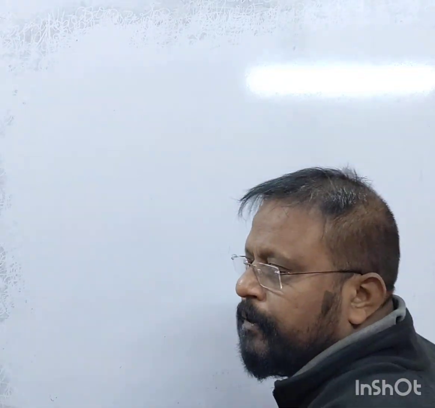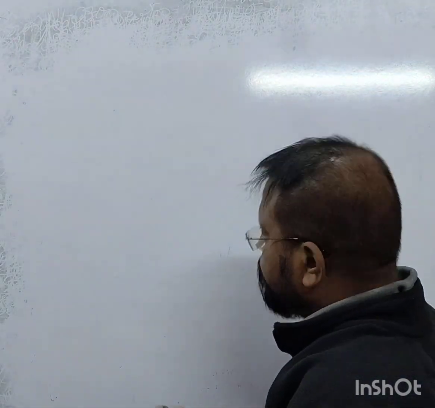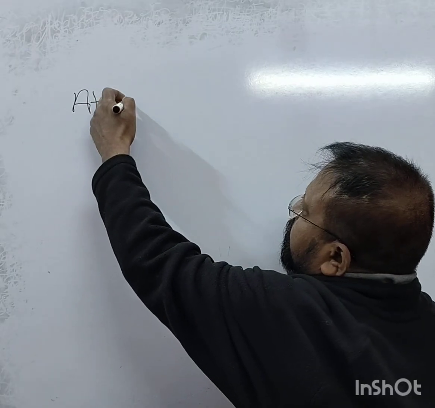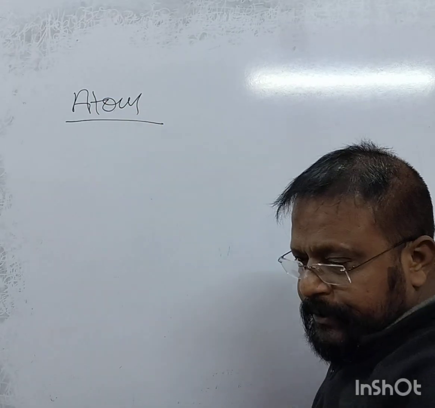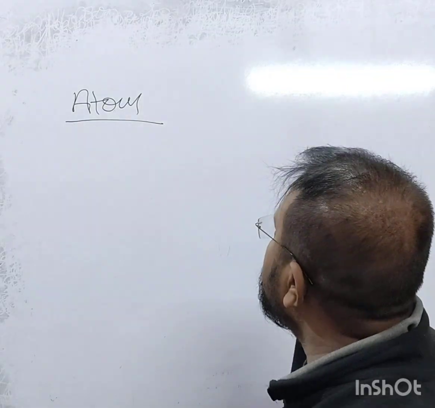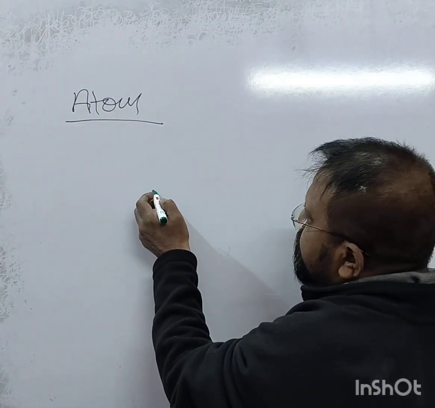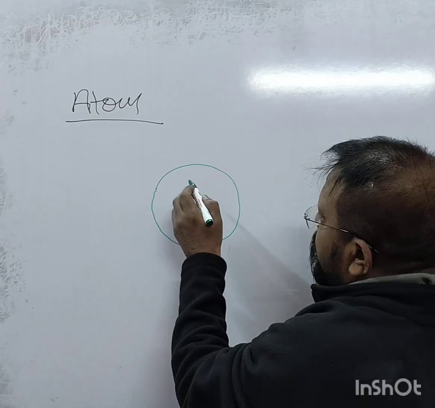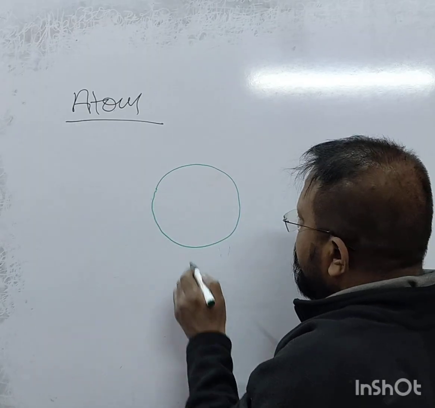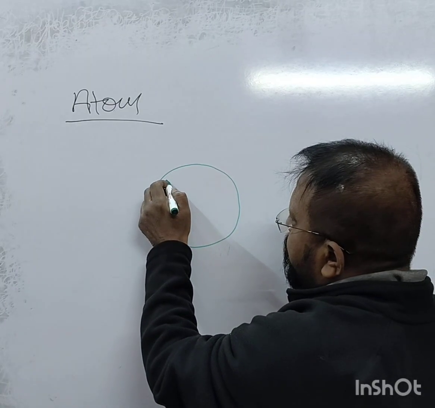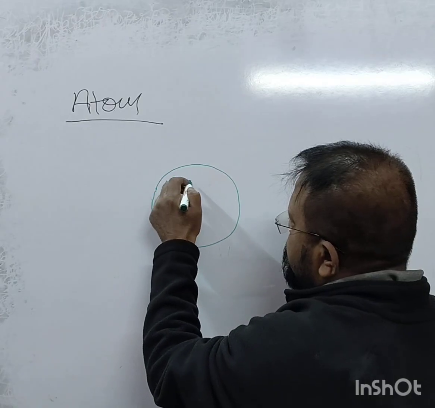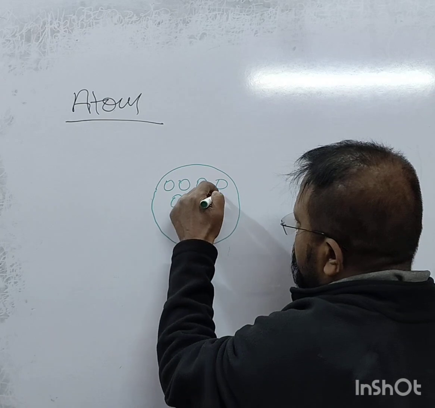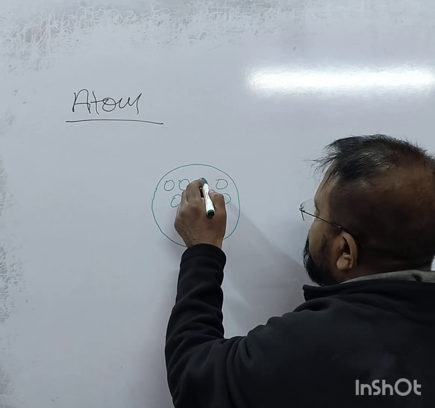You know, atom. Atom is having, this is nucleus. This is called nucleus, right? It is having positively charged particles. These are positively charged particles, right?